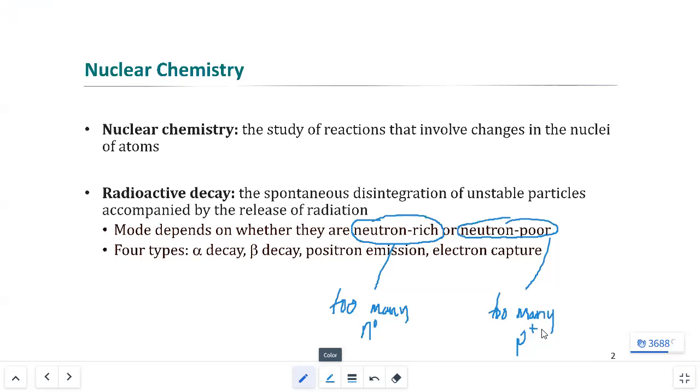So the 4 types of decay are what are called alpha decay, beta decay, positron emission, and electron capture. Those are the 4 primary types of radioactive decay. And which one we see largely depends upon what is wrong with the nucleus. Is it too heavy? Is it too neutron rich, too neutron heavy? Is it too proton heavy?